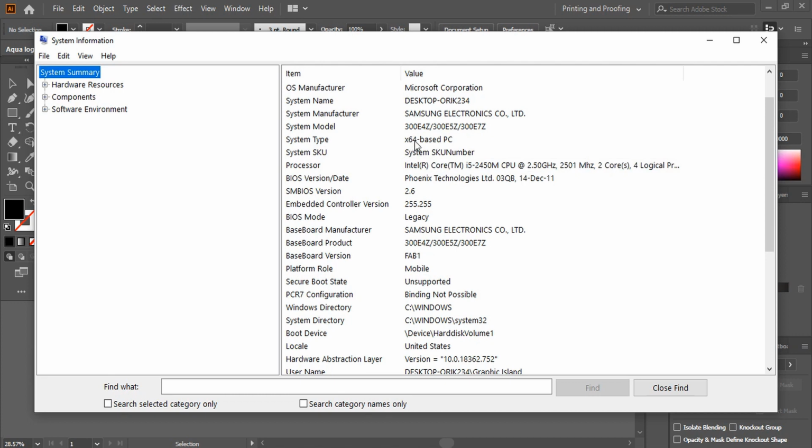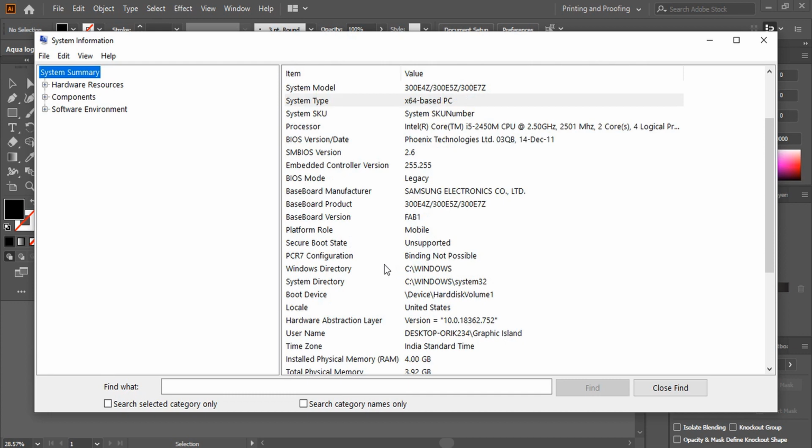This is the most important one, and the system type must be 64-bit. If you have 32-bit, the latest software may not run smoothly on your PC. Nowadays most software is coming out in 64-bit, which is very important. While buying, you must keep in mind that you need to have 64-bit.